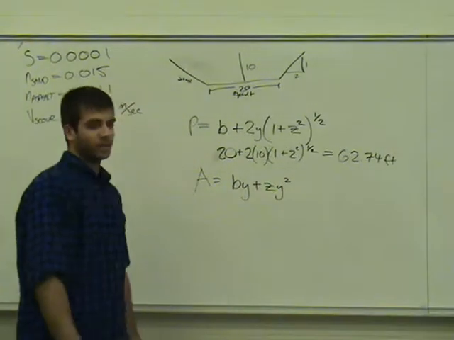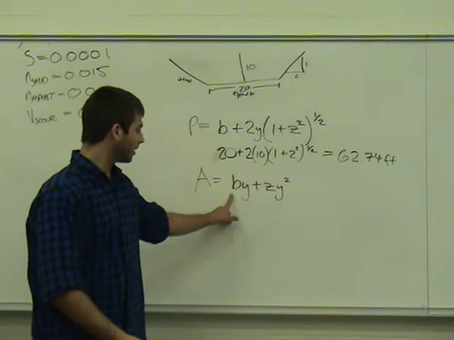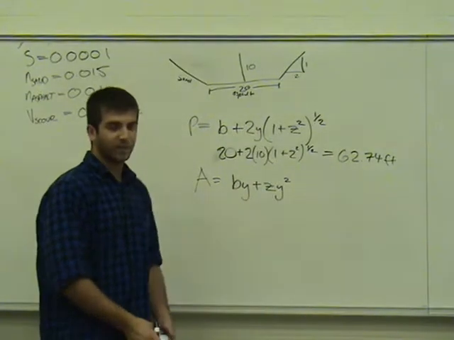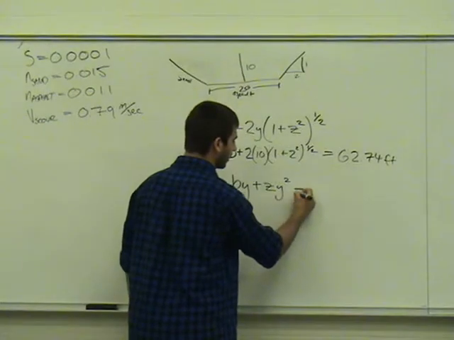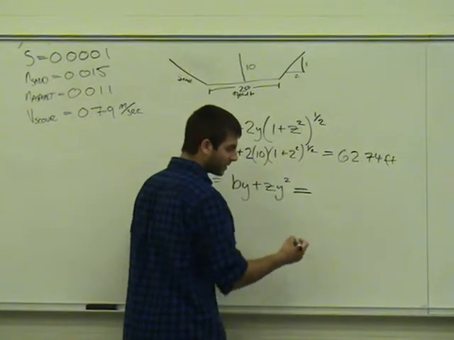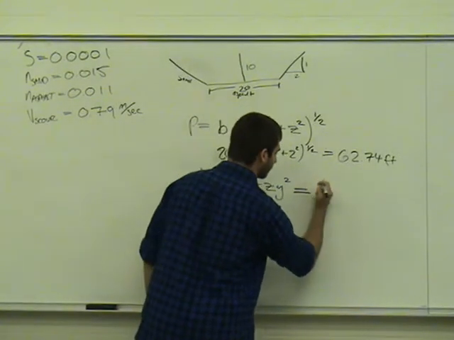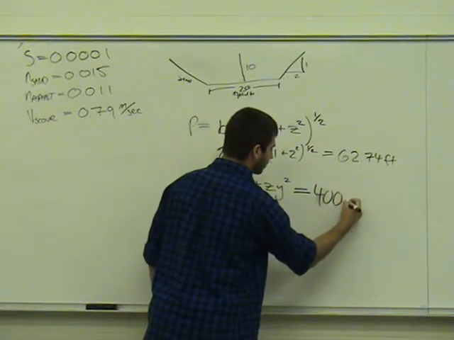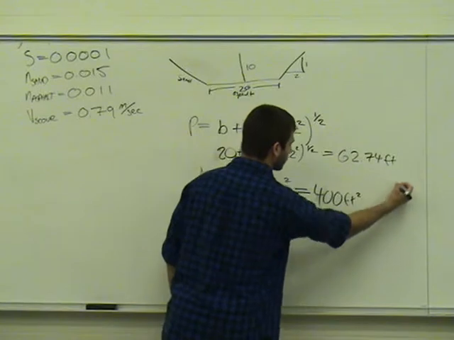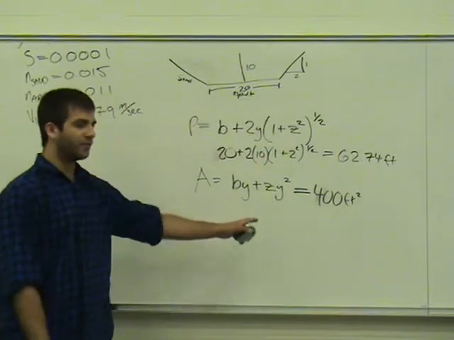All right, this is also pretty straightforward. We have our base, we know our y height, and as given in the last problem, we know our z. So we're just going to plug in our values, and we're going to get a value of 6,400 feet squared.